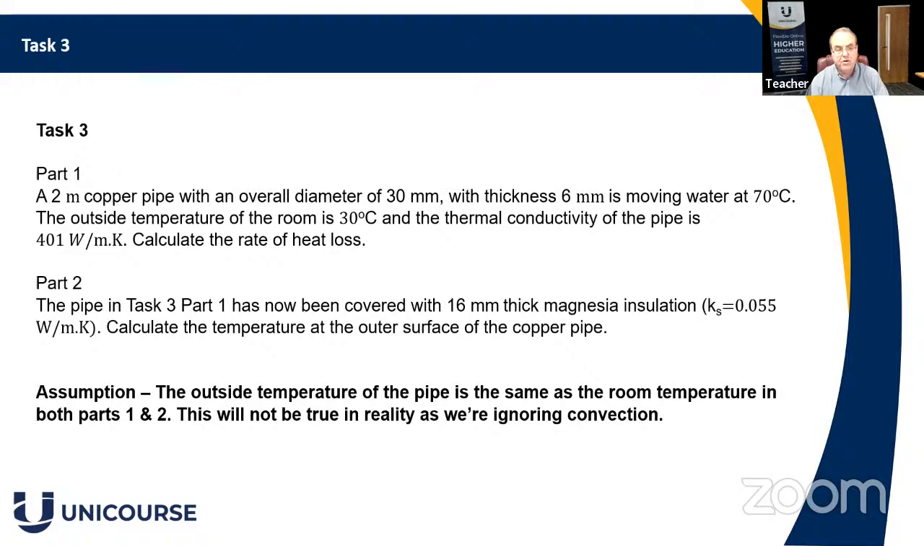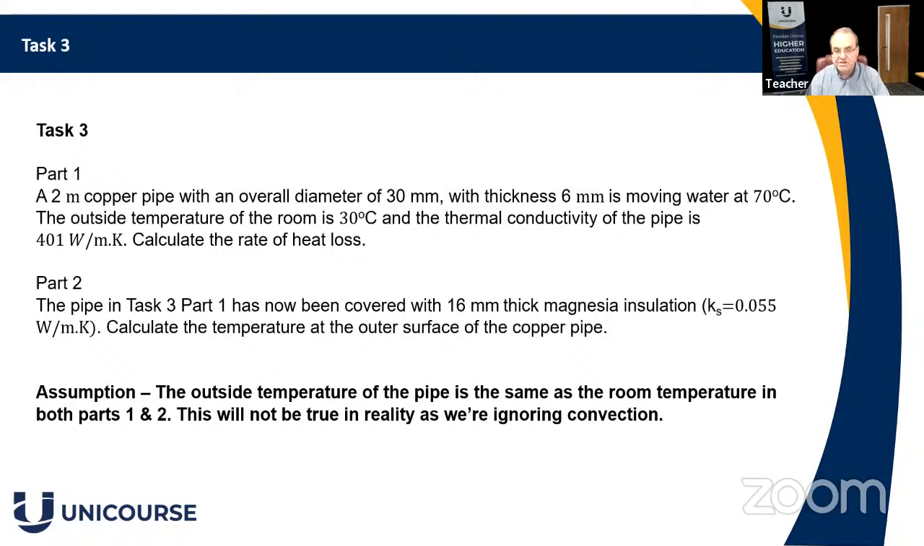So we've got a 2-meter copper pipe with an overall diameter of 30 millimeters. It has a wall thickness of 6 millimeters, and it's moving water at 70 degrees C. So that's the internal temperature of the pipe. The outside temperature of the room is 30 degrees, and the thermal conductivity of the pipe is given as 401 watts per meter K. So calculate the rate of heat loss. Okay, that's fairly straightforward, isn't it?